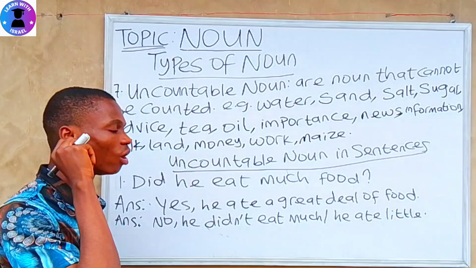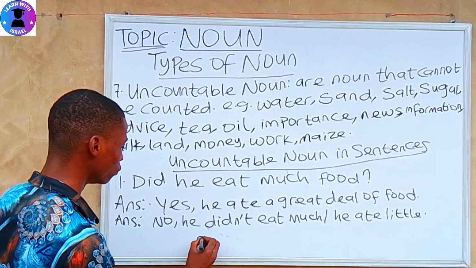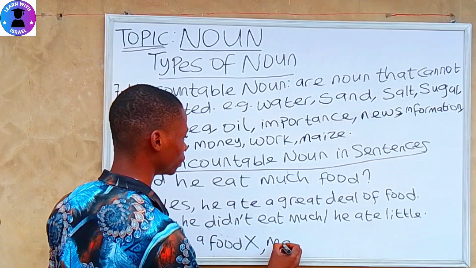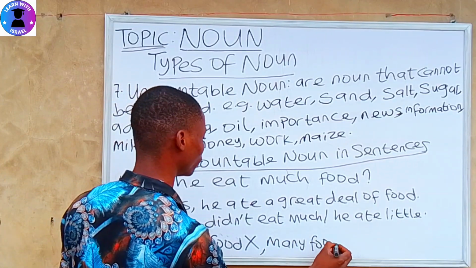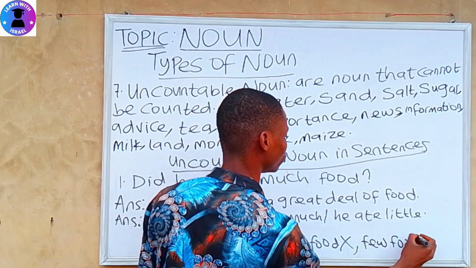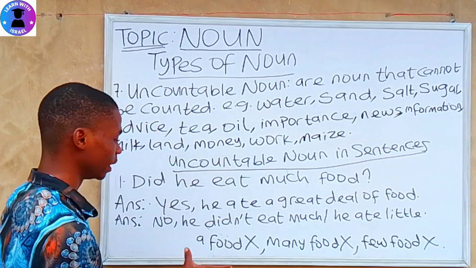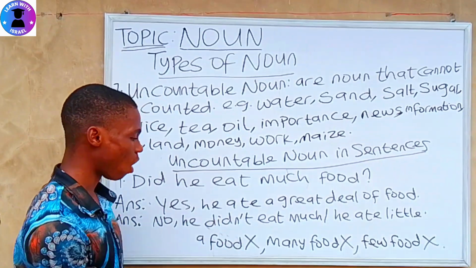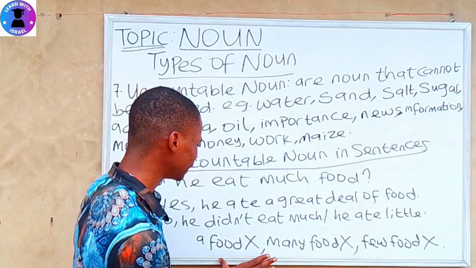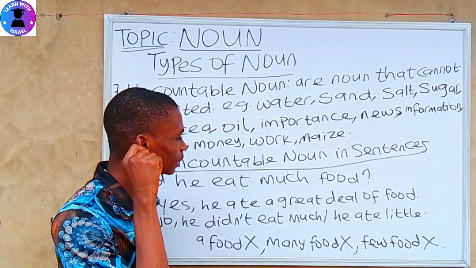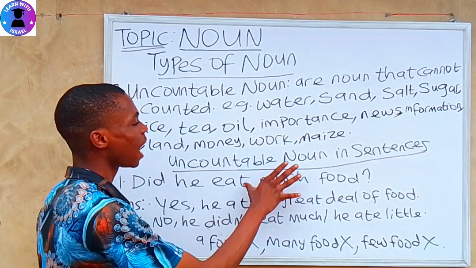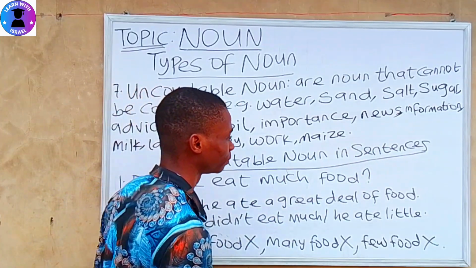It is very, very wrong to say a food or many food. That's wrong. Or few food. These are very wrong. It is very wrong to say a food or many food or few food or a few food. That's why I'm taking my time to explain. So now let's move to the second example under uncountable noun in sentences.